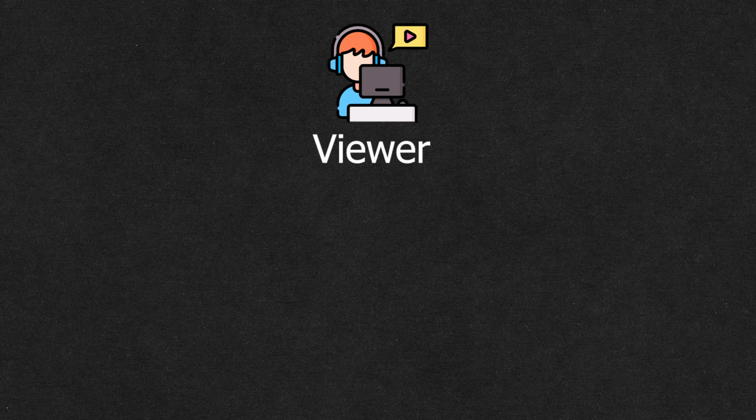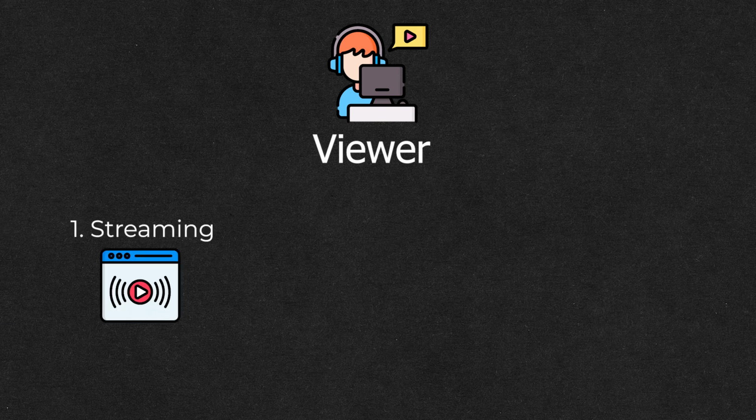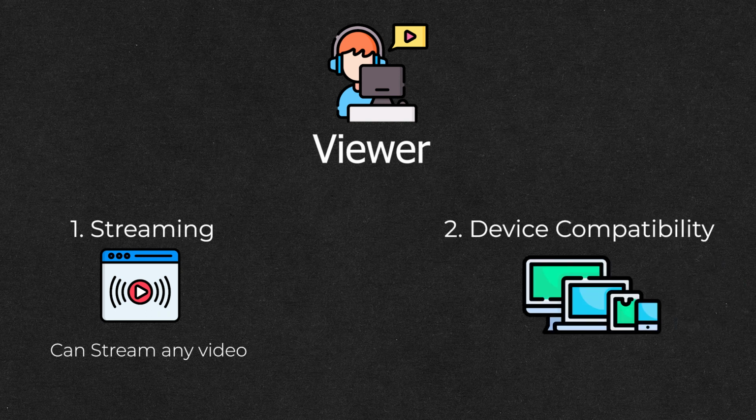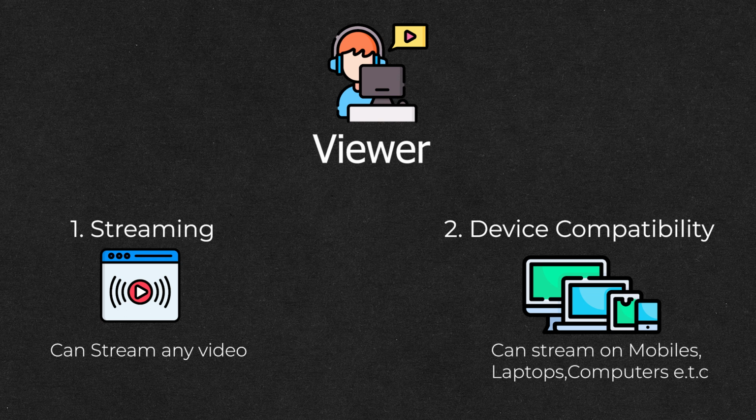For viewers, there are mainly two requirements. The first one is streaming, where a user can stream any video from the platform. And the second one is device compatibility. Our application should be compatible with all the devices such as mobile phones, laptops, computers, etc.